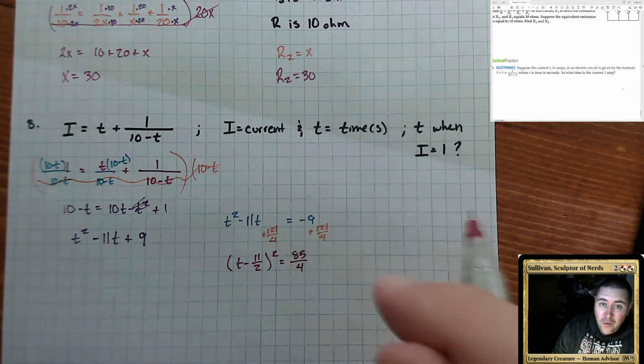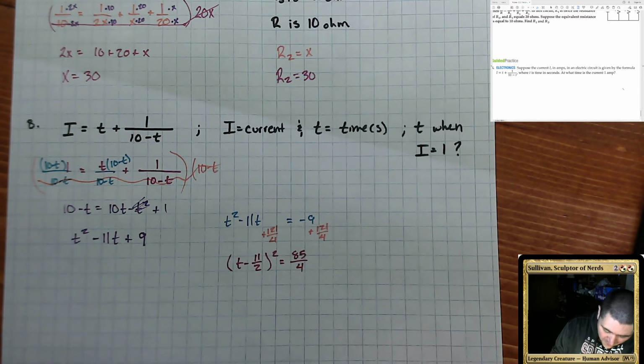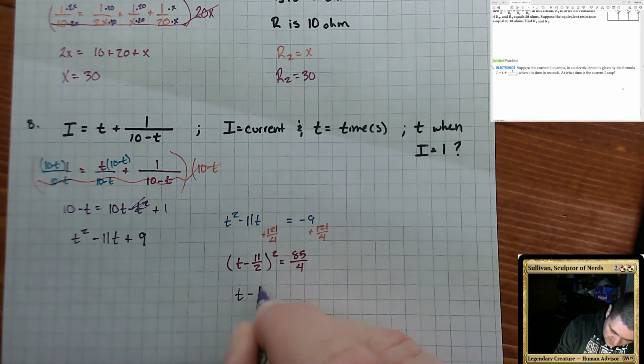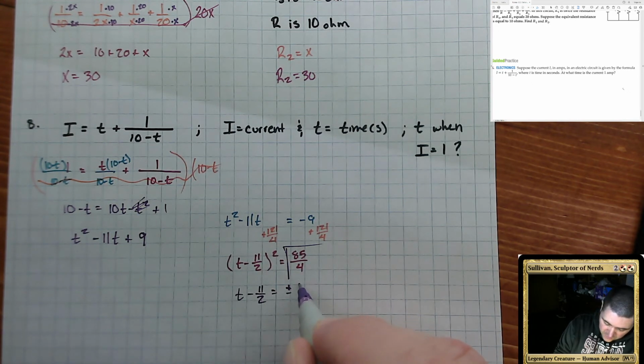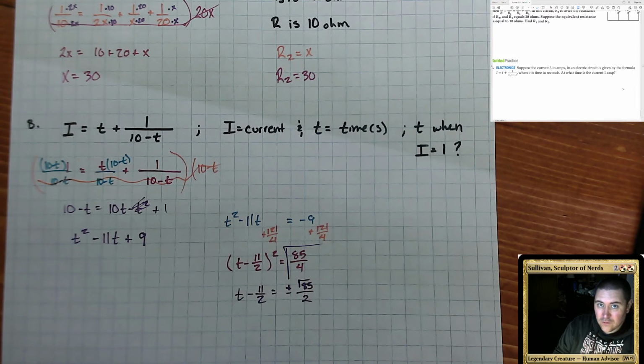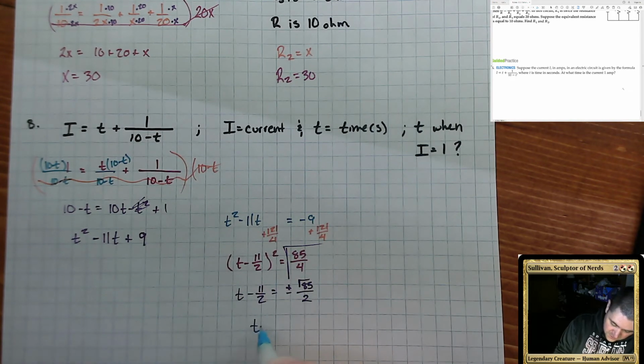I hope I've been doing my mental math right this whole time. And then when I solve by square roots, I get T minus 11 halves is plus or minus. When I square root a fraction, I square root its parts. I'll get the square root of 85 over regular 2, which means I don't have to go rationalizing anything. And then move that over. We'll have T is 11 halves plus or minus square root of 85 over 2.